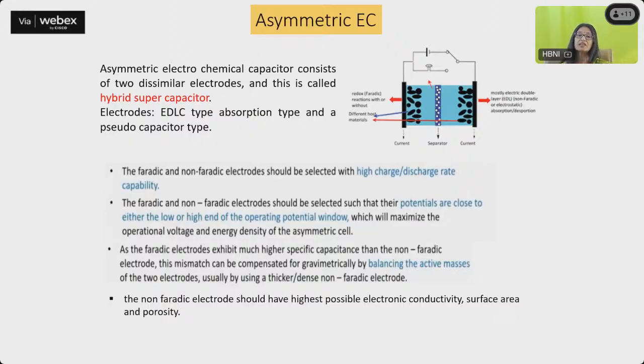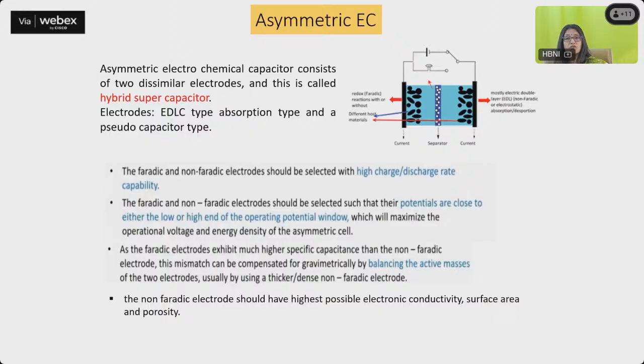So the Faradaic and the non-Faradaic electrodes have to be selected such that they have high charge discharge rate capability. Then you also have to remember that their potentials should be close to either the low or the high end of the operating voltage window. It cannot have too much gap between its potential windows. And you have to understand the Faradaic electrodes have much higher capacitance compared to the non-Faradaic. So if you have to balance both of them, you have to use the non-Faradaic component to a larger extent compared to the Faradaic component.